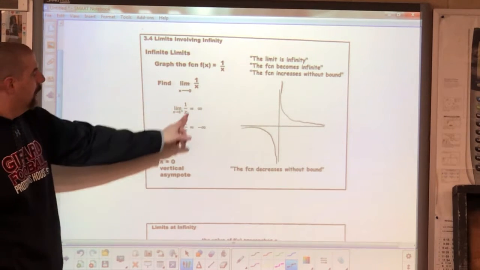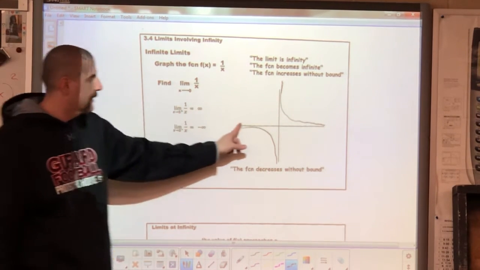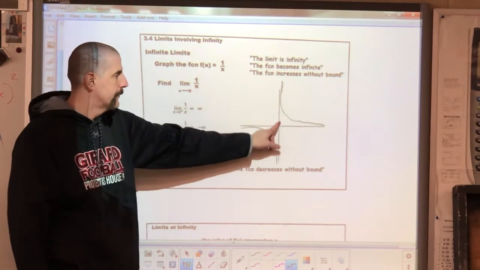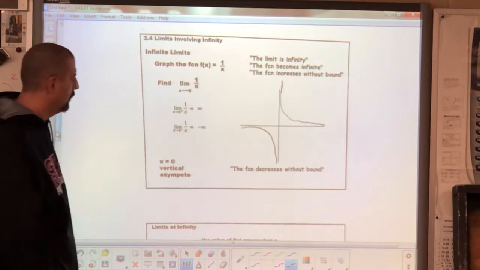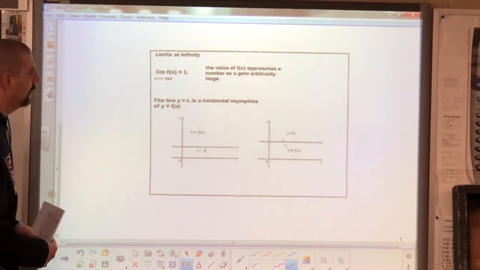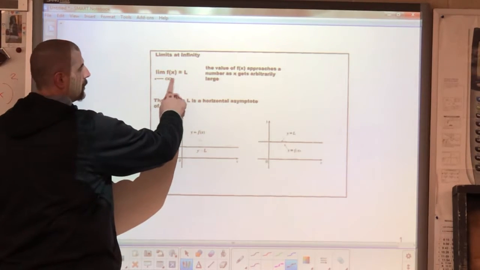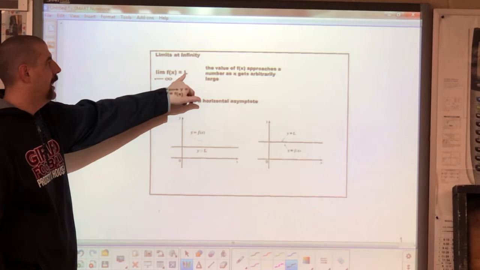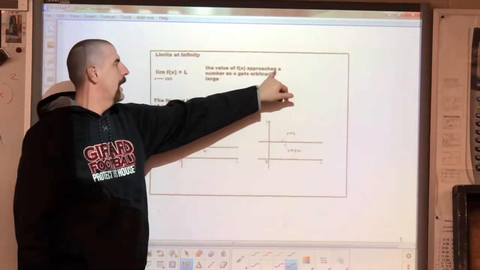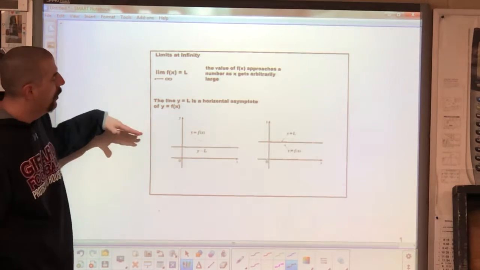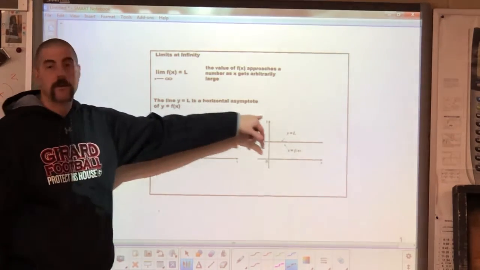Now, here, the limit as x approaches 0 from the left goes to negative infinity, as x approaches 0 from the right goes to positive infinity. Those are vertical asymptotes. So, now, we're going to take x approaches infinity. So the limit as x approaches infinity equals L. The value approaches a number as x gets arbitrarily large. So y equals L is a horizontal asymptote.